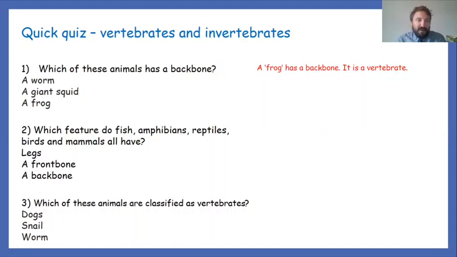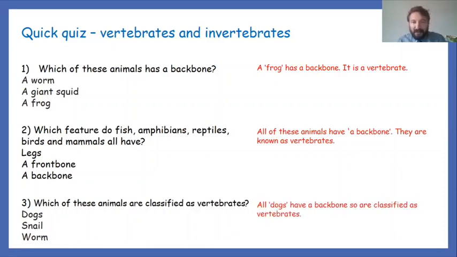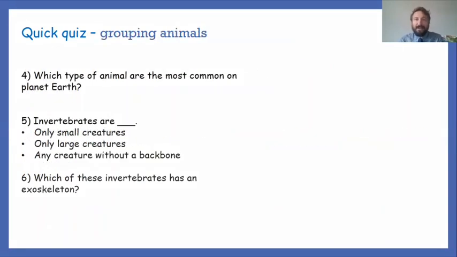Which feature do fish, amphibians, reptiles, birds, and all mammals have? Legs? Okay, well, no, fish definitely don't have legs. A front bone or a backbone? Well, actually, all these animals have a backbone. They're known as vertebrates. Okay, which of these animals are classified as vertebrates? Dogs, snails, or worms? Easy, that question. Absolutely dogs all day long. All dogs have a backbone, so are classified as vertebrates.